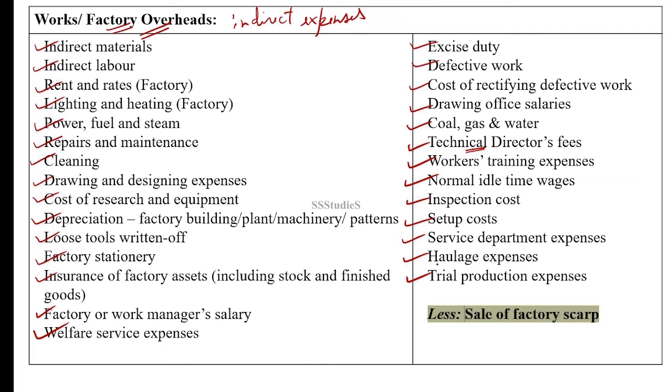All these are the costs that have to be added, and in case any factory scrap has been sold, you will deduct it. And remember, this is an income, that's the reason why you deduct it. This is just an indicative list. There might be other expenses as well which relate to the factory setup. I made a point over here, technical director's fees. So in case it is any other director's fees, it will come under office overheads.